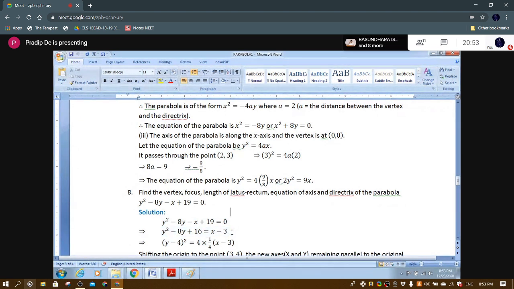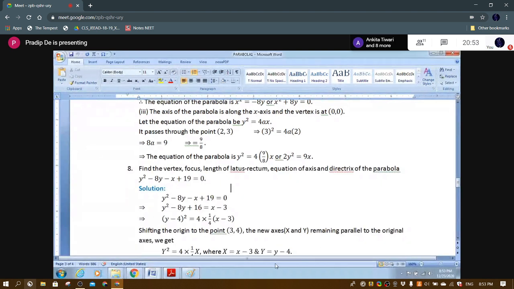So minus 3 on the other side. Plus 19, balanced. This implies (y minus 4) whole squared is equal to x minus 3. That is 4 into 1/4 into (x minus 3). I mean 4a is 1. So I put it in that form, 4 into 1 by 4, just to put it in the form 4a into (x minus 3). So I can understand that a is 1/4.